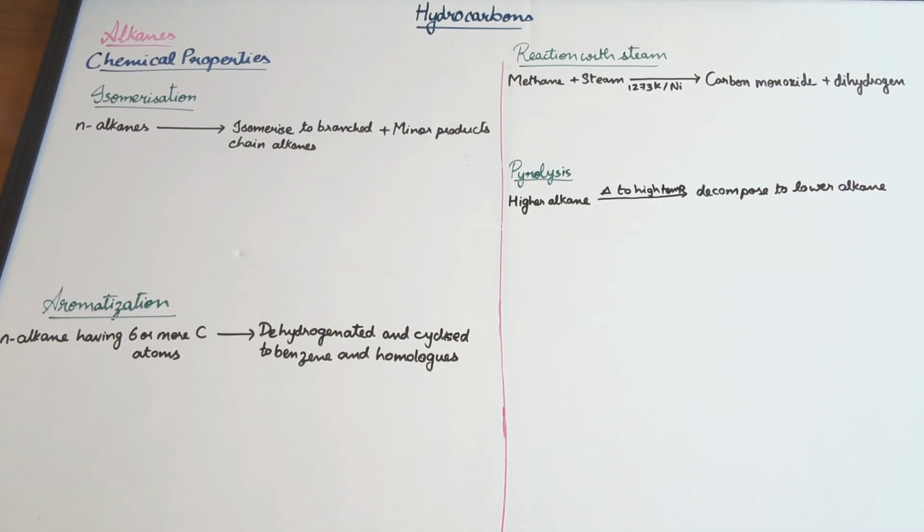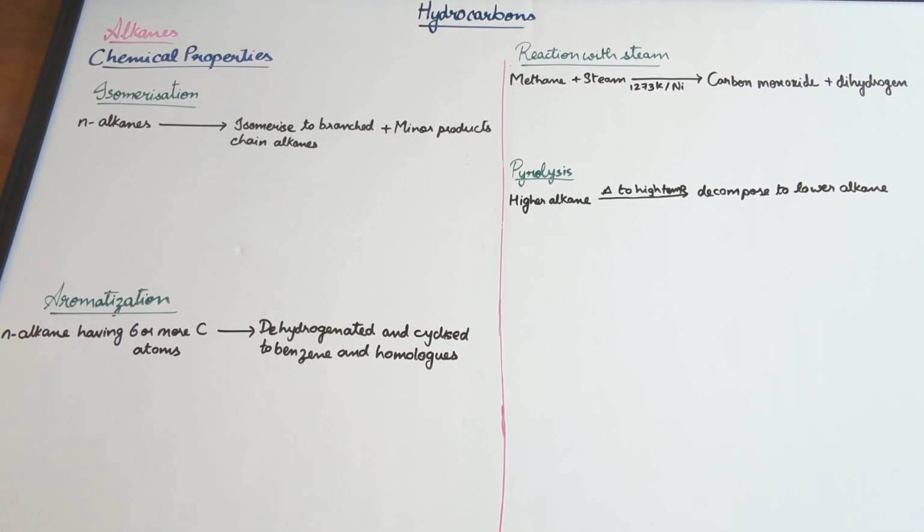In this video, we are going to be talking about the remaining chemical properties of alkanes. We had studied oxidation in the previous one. In this one, we are talking about isomerization, aromatization, reaction with steam, and pyrolysis. So the first one, isomerization. As the name suggests, it involves the isomerization of the alkane.